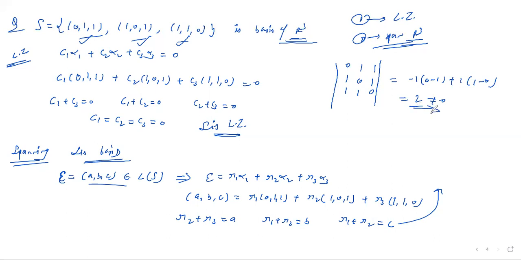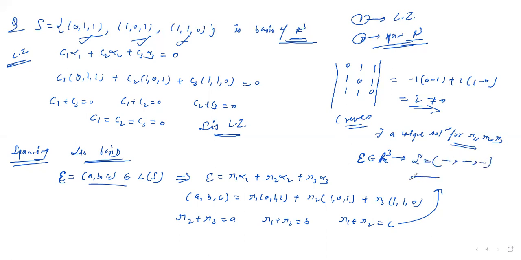So from the Cramer rule, I got that there exists a unique solution for R1, R2, R3. So from this I got that the vector E which belongs to the vector space R cube is spanned by the set S, which has three vectors. So this spans the vector space. These vectors are linearly independent, so these will form the basis.